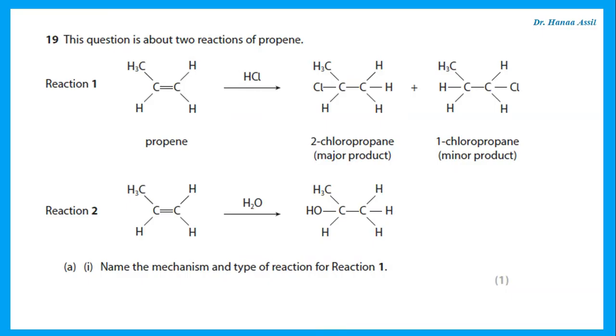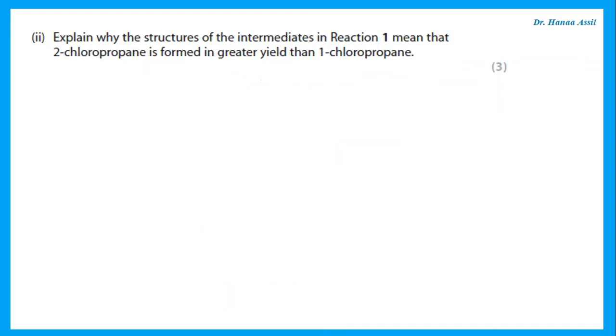This question is about reactions of propene. So we have propene plus HCl or propene plus water. Remember, alkenes can react with HCl or water to add these compounds. The double bond opens up and we add an H and a Cl or an H and an OH to the carbons. Now, what is the mechanism and type of reaction of these? Remember, all alkenes do electrophilic addition. The double bond opens up and substituents are added on the carbons.